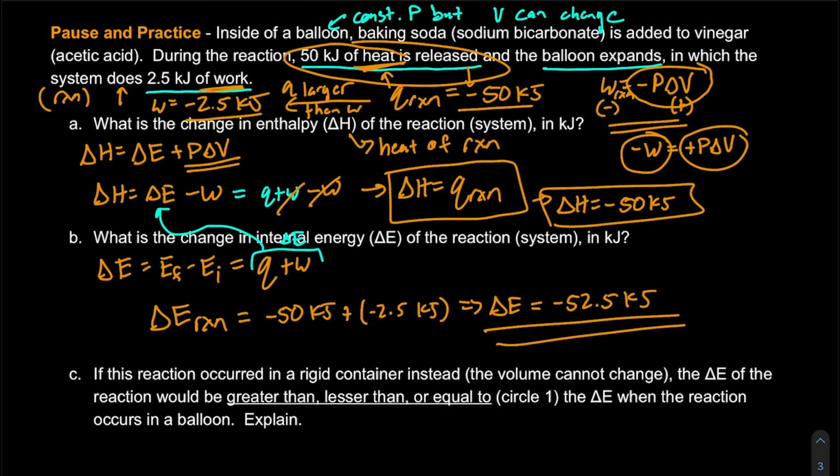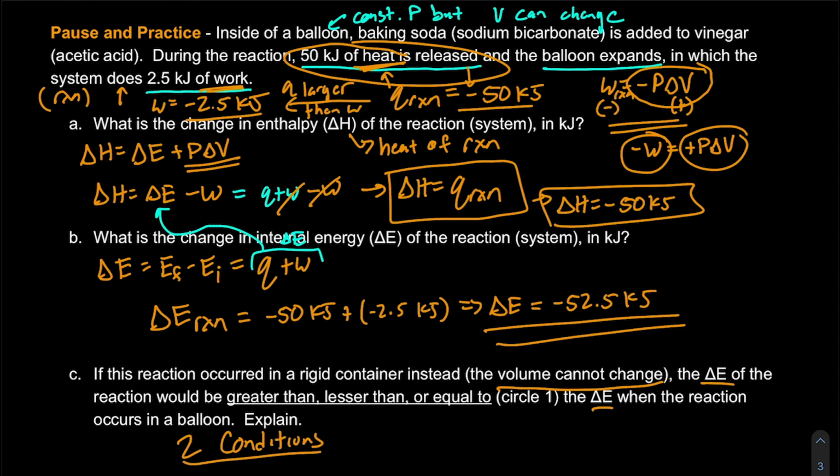So now let's go back and answer question C. If this reaction occurred in a rigid container, so volume cannot change, the delta E of the reaction would be greater than, less than, or equal to the delta E of the reaction occurring inside of our balloon. And we want to think here, what is the same between these two conditions?